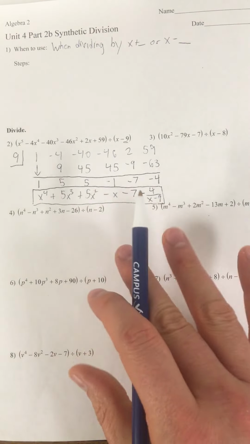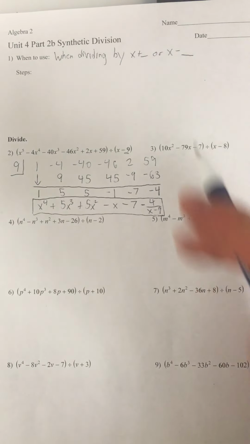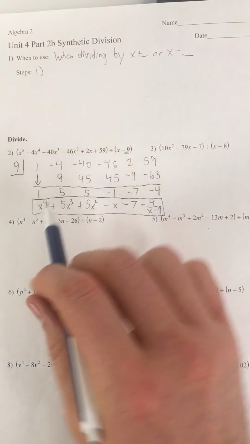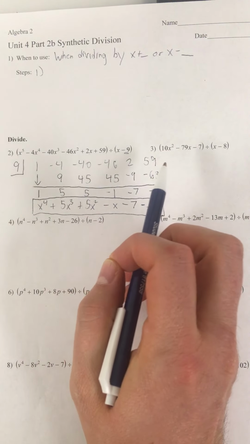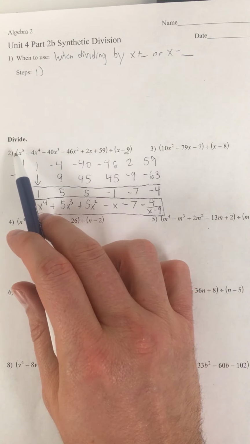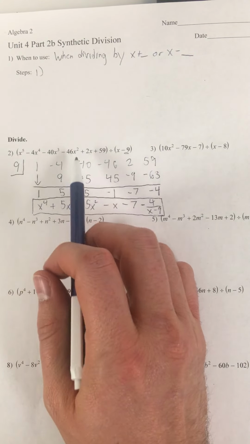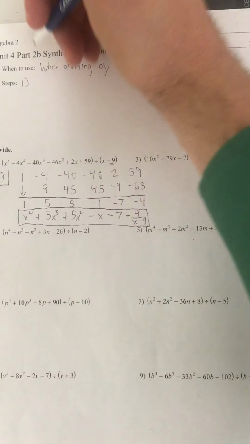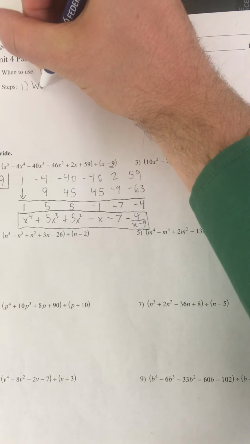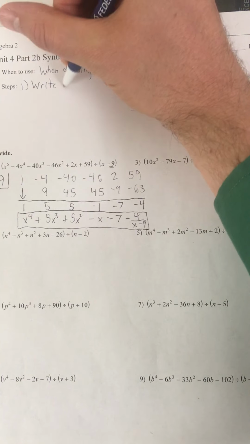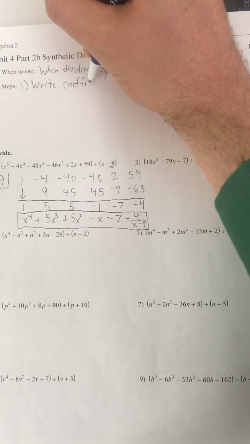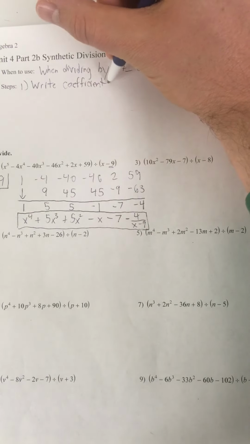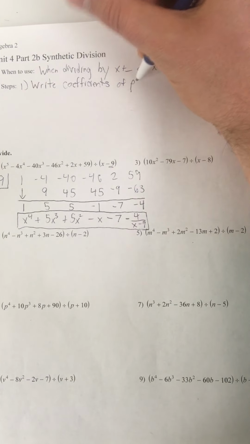So now that we've seen an example, let's go back and list our steps. What are we doing each case? First of all, where did I get all these numbers from? I got them from the problem. They were the coefficients. So step 1, I'm going to write the coefficients of the problem.